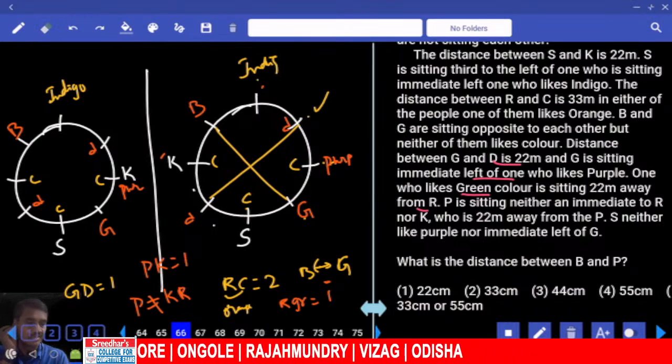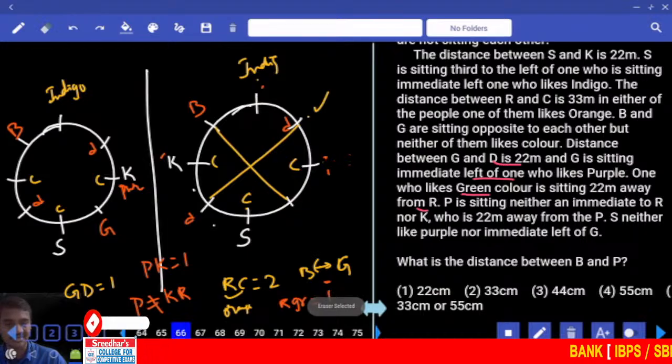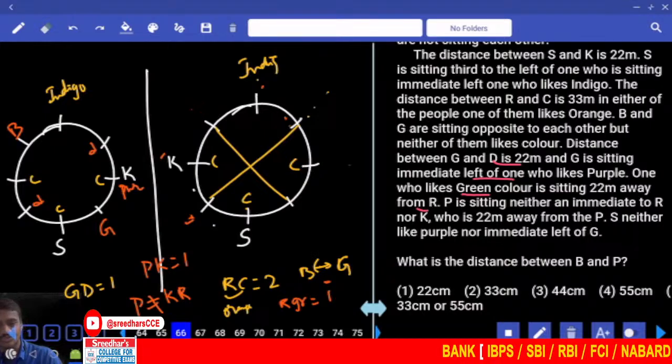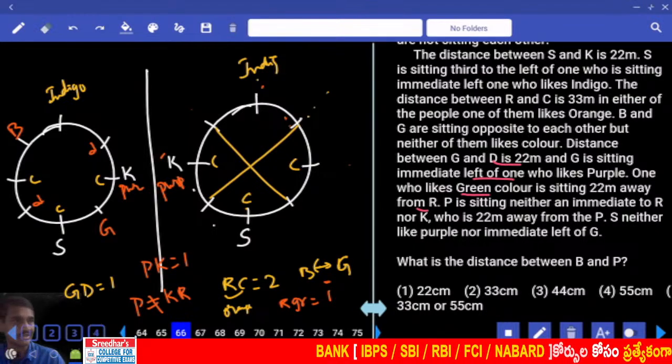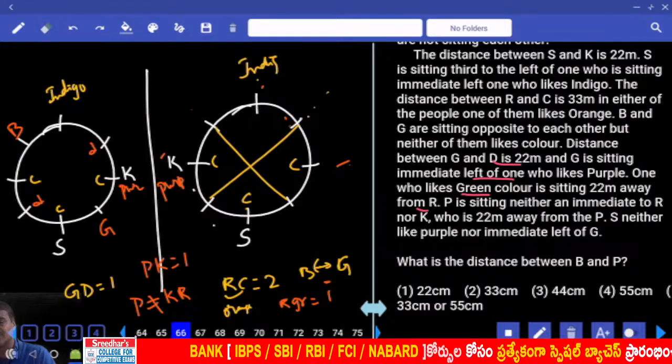One person. SC neither likes purple nor is immediate left of G. SC is not an immediate neighbor of G, hence we cannot have G here. As G cannot be here, we cannot have purple here, and purple cannot be here either. Then what is the only case for purple? Purple must be K. SC is not purple, and this is the only place where we have purple.